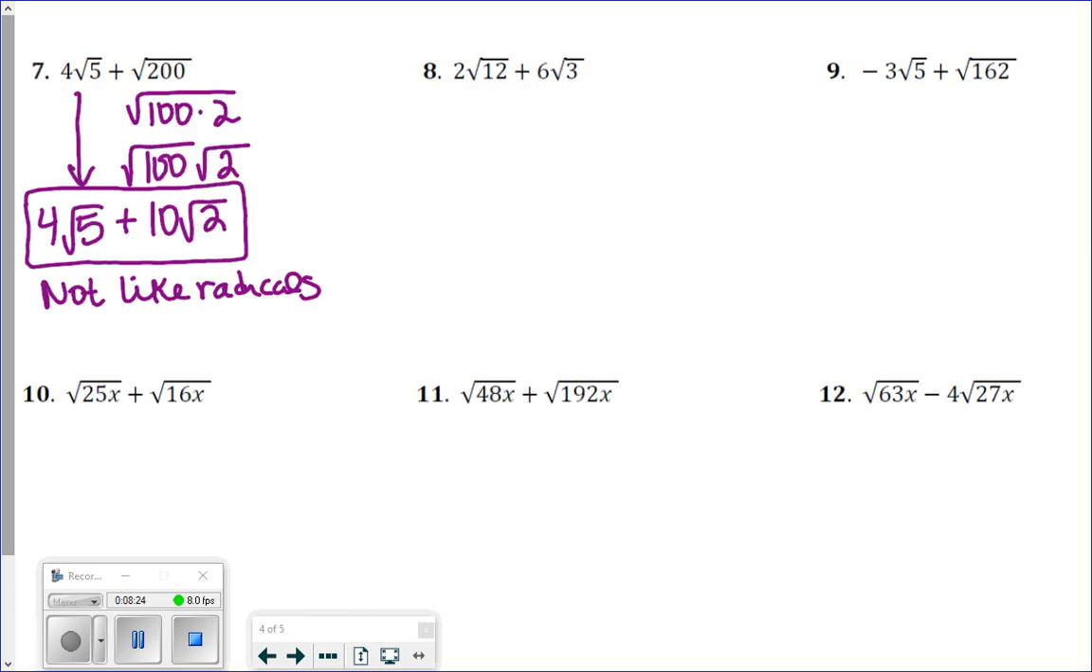So I did not add them. And then that would be our final answer. That would be as much simplifying as we can do for that particular problem. Let's take a look at number 8.